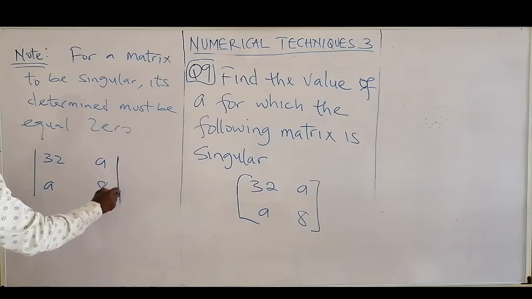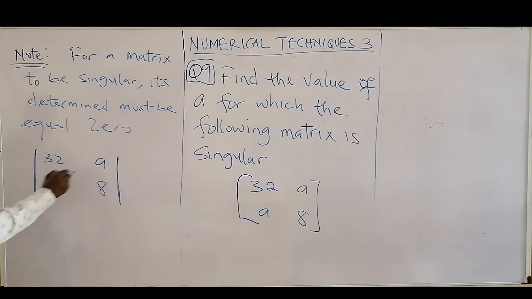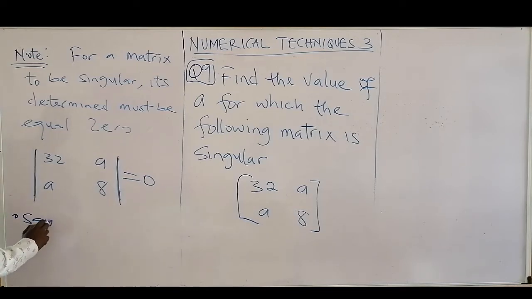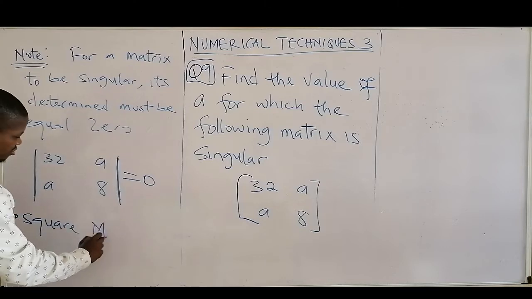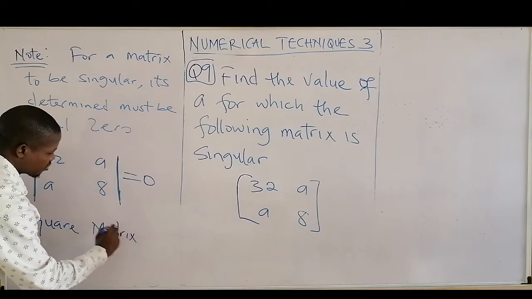And this is the symbol of the determinant. The determinant must be equal to 0. You must also note that for a matrix to be singular, it must be a square matrix.